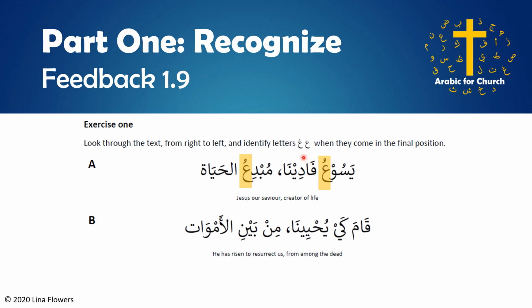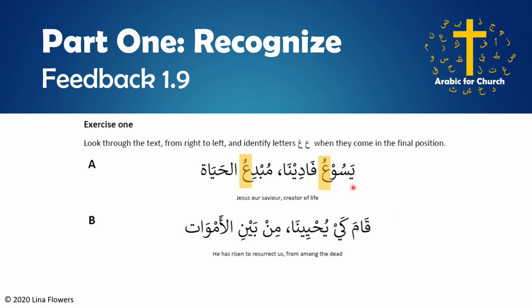We're looking at letters Ain and Ghain, and the extract for exercise 1 is taken from a hymn called Yasu'u Fadina, which translates as Jesus our Savior. This is a hymn that we sing during Easter.